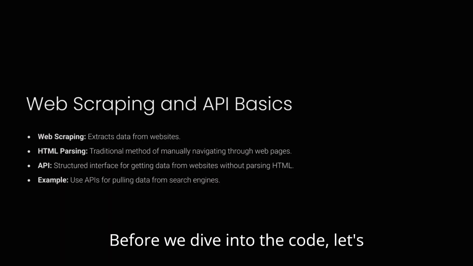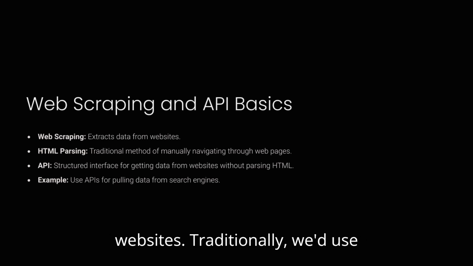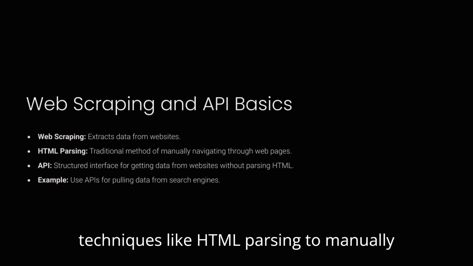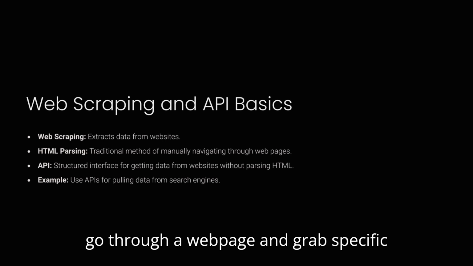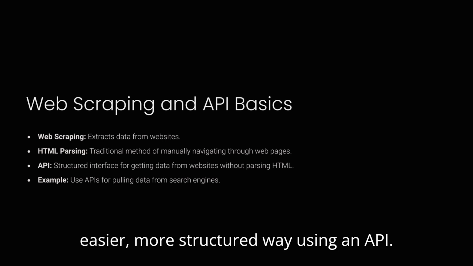Before we dive into the code, let's quickly cover the basics. Web scraping is a method for extracting data from websites. Traditionally, we'd use techniques like HTML parsing to manually go through a web page and grab specific content. But there's an easier, more structured way using an API.